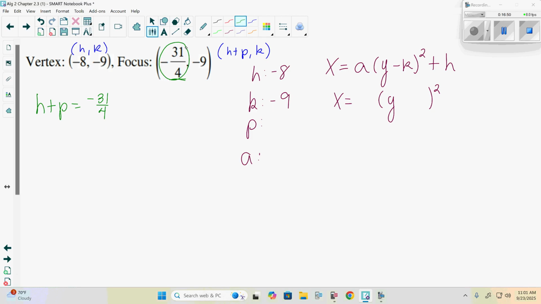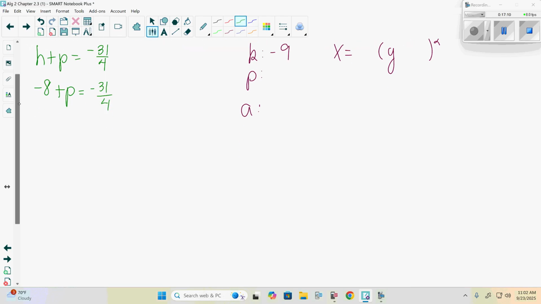Because if the y value changed from the vertex to the focus, we use k plus p equals that amount. Since the x value changed from vertex to focus, we use h plus p. Then we can plug in the value of h, which is -8. So h plus whatever that value of p is should give us -31 over 4. At this point, we can do what? Add 8 to both sides. I think it should be 1/4.